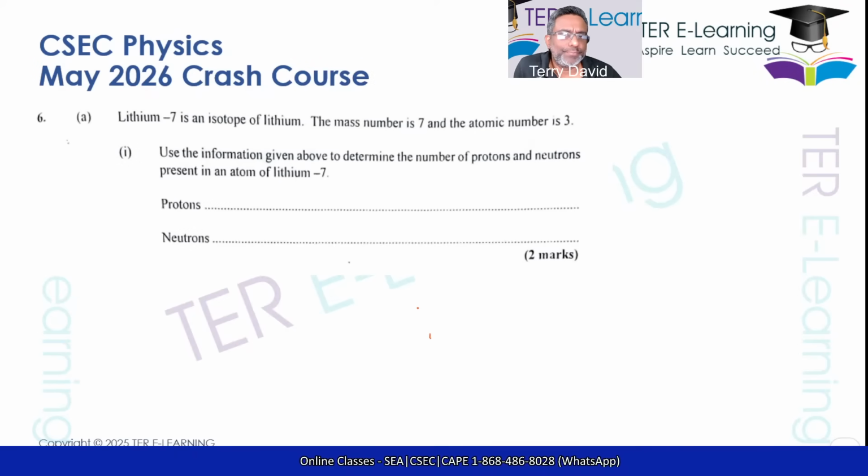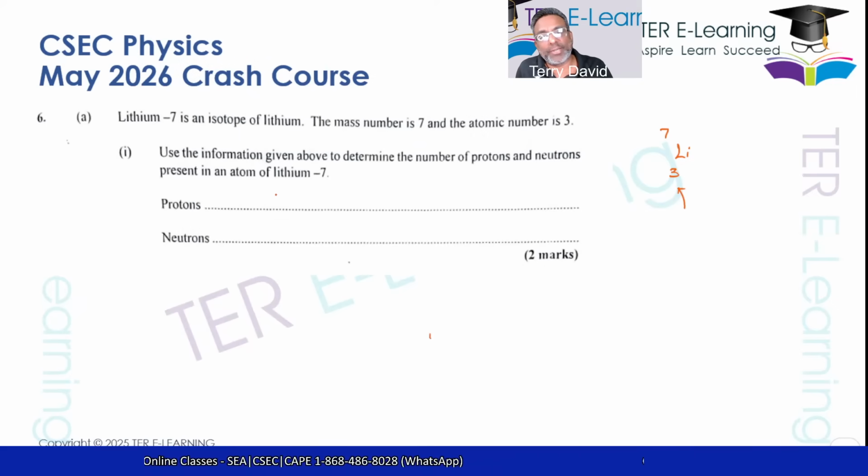So we have lithium. Lithium-7 is an isotope of lithium. It has a mass number of 7 and atomic number of 3. So we have Li, mass number is here, atomic number is here. Now, the question wants us to see how many protons we have and how many neutrons we have. In terms of protons, protons is simply the atomic number, so it's going to be 3. To work out the number of neutrons, we take the mass number and subtract the atomic number. So we get 4, right? Easy marks here.